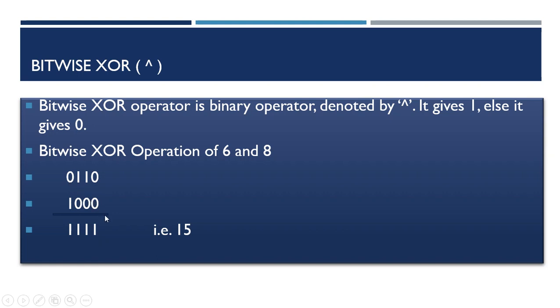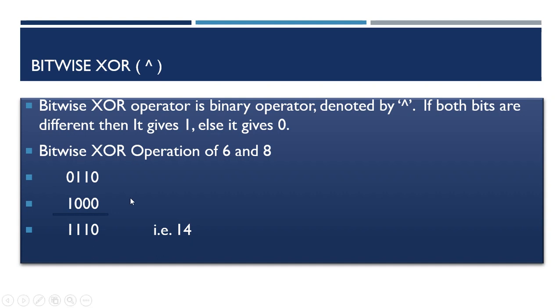Actually, what I said earlier was wrong. Now it is right: if both bits are different then it gives 1, otherwise if both bits are the same, then the output is 0. So this is the working of the XOR operation.